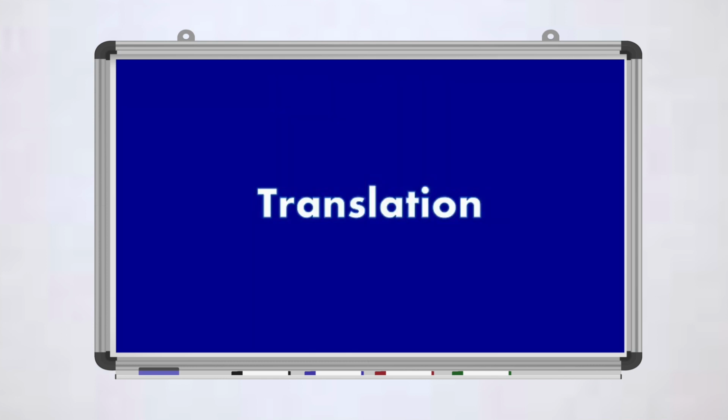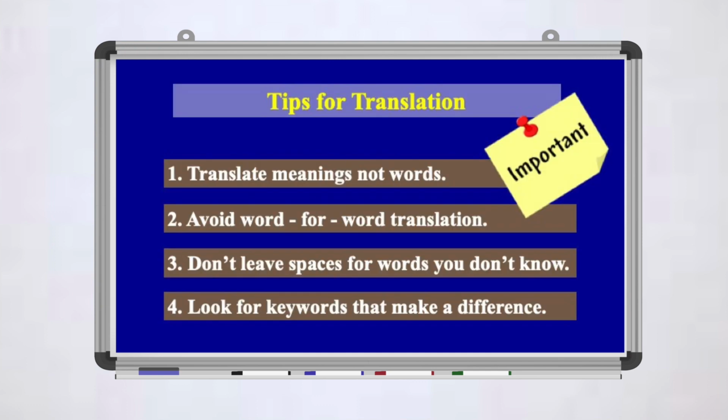Now, translation. I said it before in the last episode. Translation is really easy, but kind of challenging if you're not familiar with the tips that you should follow while translating. Now, it's really important to translate meanings and not words. So you have to read the whole thing before you start translating. Avoid word-to-word translation. Then don't leave spaces for words you don't know. Read and have the meaning in your mind and then translate.